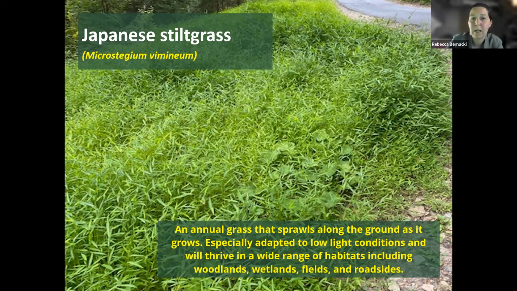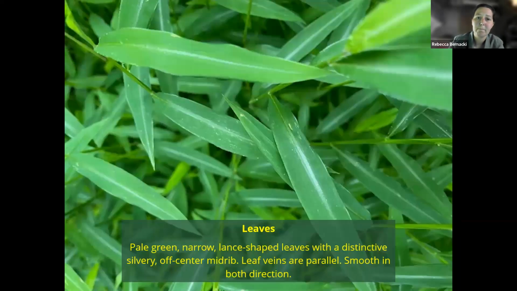Seeds are very, very tiny, and they're very, very easy to spread. As I mentioned at the beginning, prevention is our best management tool, so we want to do what we can to prevent the spread of these invasive species. The leaves of Japanese stiltgrass are going to be the best way to identify the species. The leaves are going to be pale green and narrow and lance-shaped. So nothing super distinctive there.